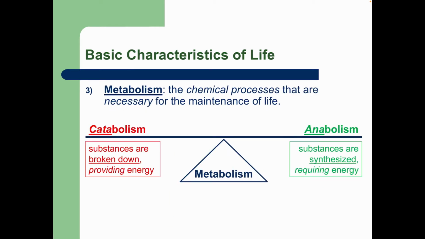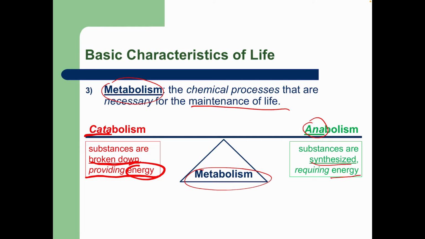Another characteristic is the process of metabolism. So metabolism is the chemical processes that are necessary for the maintenance of life. Essentially, metabolism, which we've talked about a little bit in our biology lectures, is the balance between catabolism and anabolism. Catabolism is when substances are broken down, providing energy. So we yield energy. Energy is released. In anabolism, substances are synthesized, requiring energy. So energy is put in.